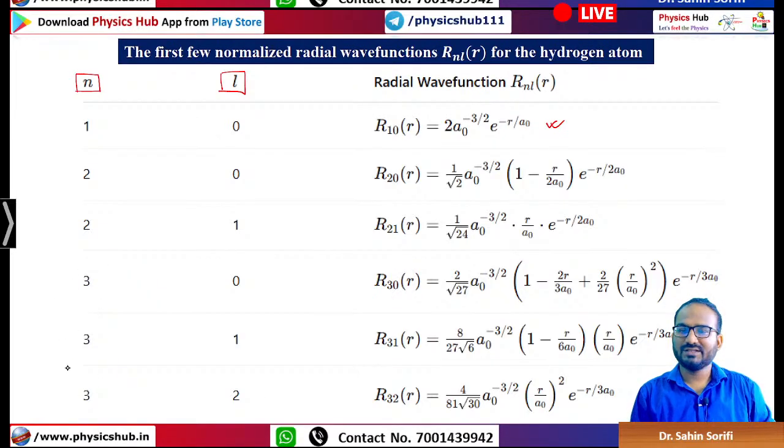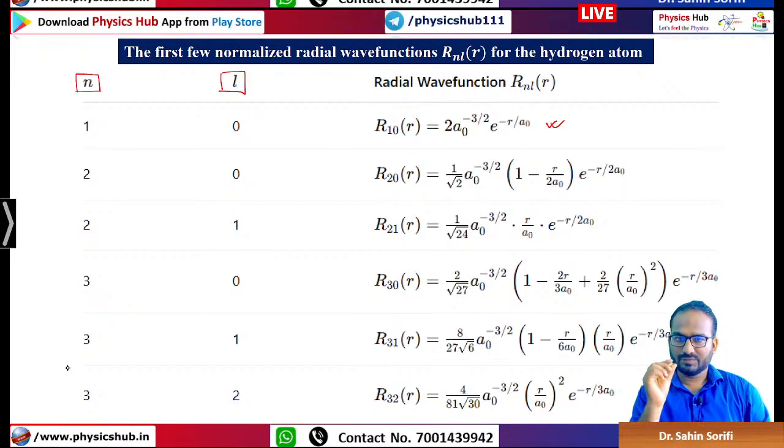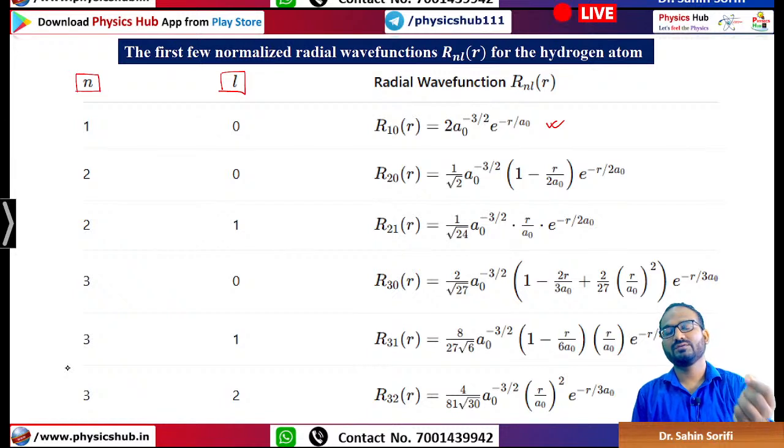So for this kind of complicated expression, you don't need to remember them exactly, but you need to observe the pattern so that you somehow get the values of n, l and m. Our main target is to get to know the values of n, l and m. That you can find out without remembering the whole expression, just by looking at the pattern.